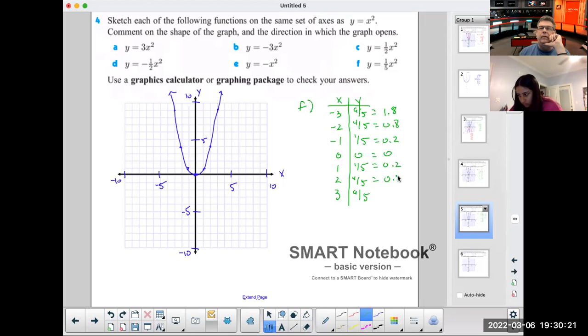I put decimals just in case, since I don't want to deal with the fractions, right? So it's a very wide dealio, isn't it? Less steep, wider, whatever you want to call it. Something like that.